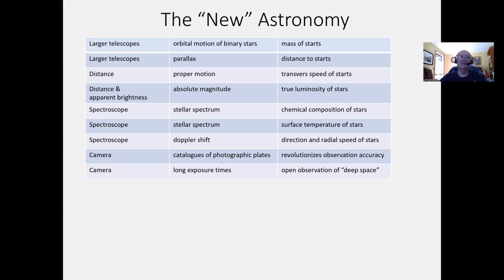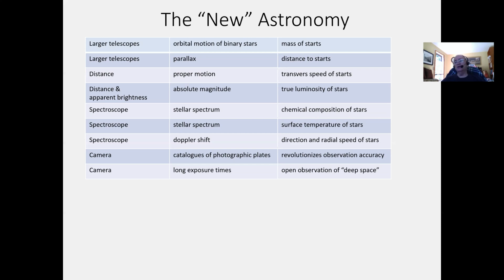You can't calculate the mass by looking at the motion of an individual star, okay? But when the stars are revolving around each other, you can use that math of Kepler's laws and Newton's law of gravity to calculate the mass of stars. So this is where the first masses of stars were found, in the double stars. Very important area of research.